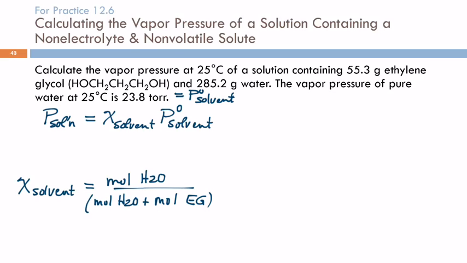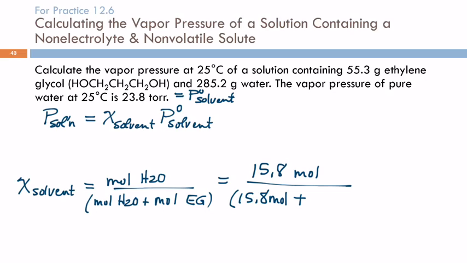Well, how many moles of water do we have? 15.8? That sounds about right. How'd you figure that out? 285.2 grams of water divided by 18.02 grams. Yeah. 285.2 grams of water divided by the molar mass, 18.02 grams. So then we've got the 15.8 down here.